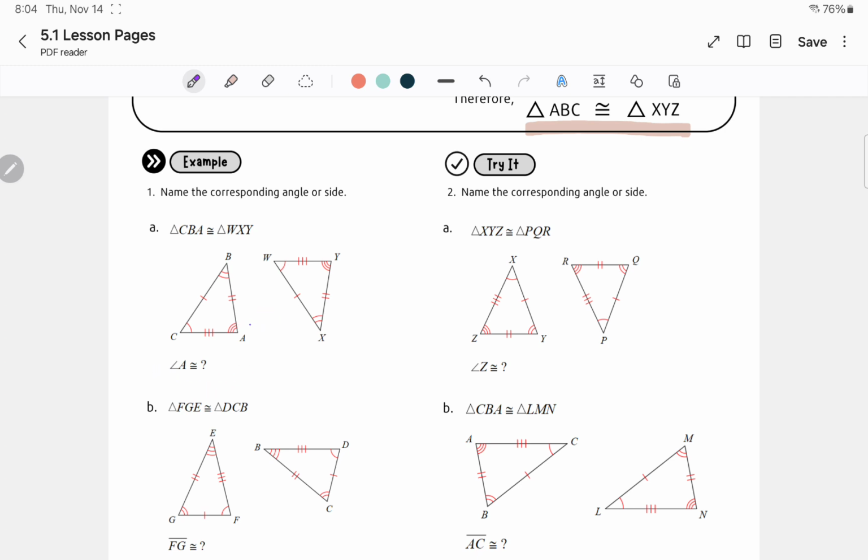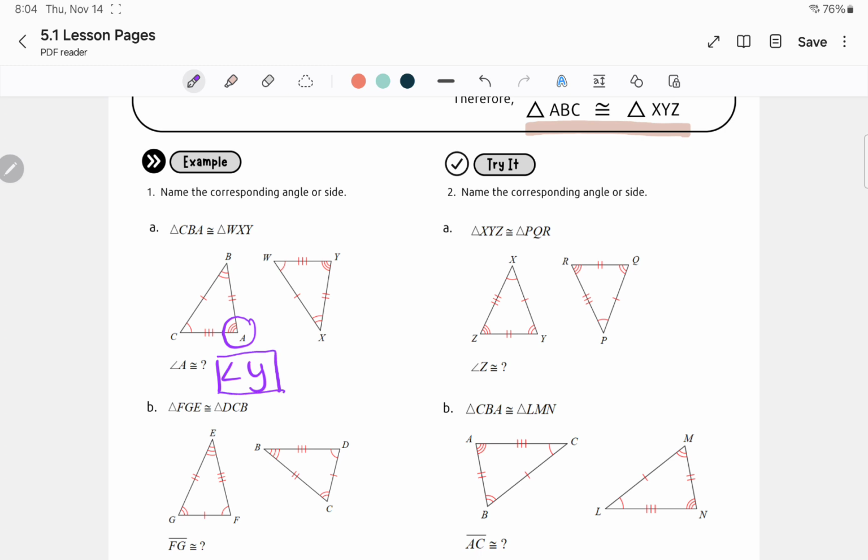So angle A is right here, and it's got three swoops on it. So I'm going to look on the second triangle. Which one in the second triangle has three swoops? That would be angle Y. So that's my answer, angle Y.